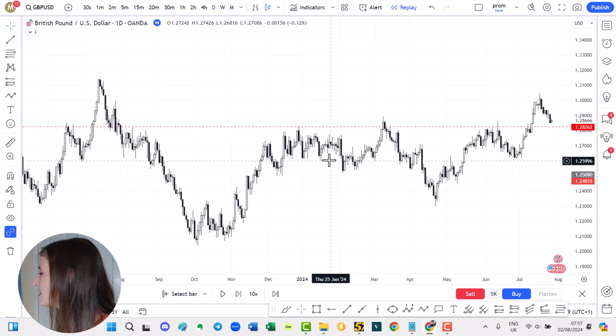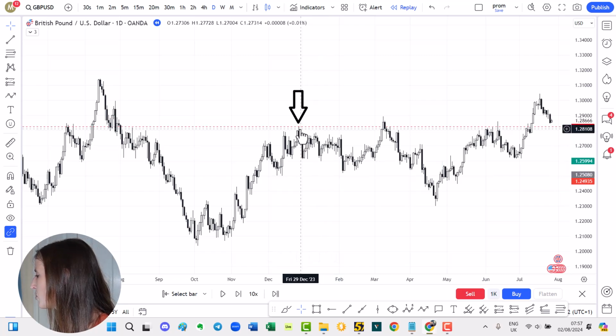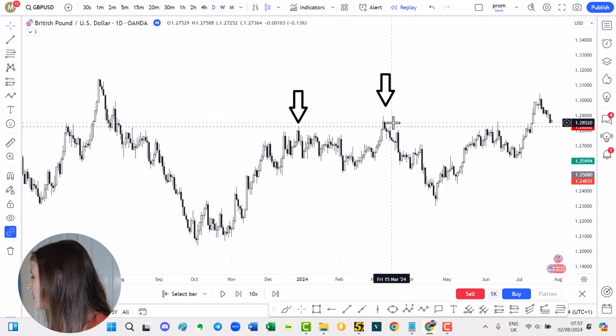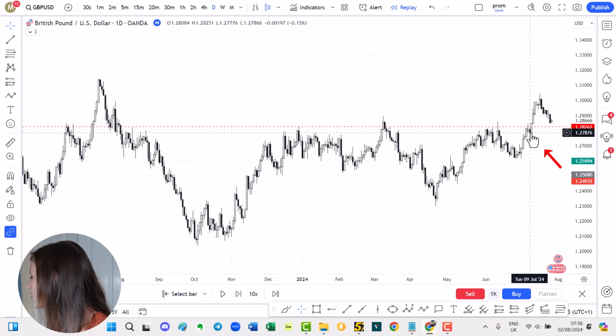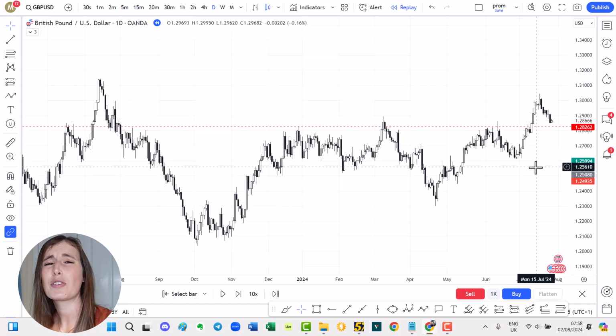And this level was further tested here. We got a rejection wick here. We actually got a close above it and an immediate close back down with these mirror bars here. And we got another wick rejection right here. So when price broke this level at the beginning of July, I thought that there was a very strong chance that we would get a pullback to this level.